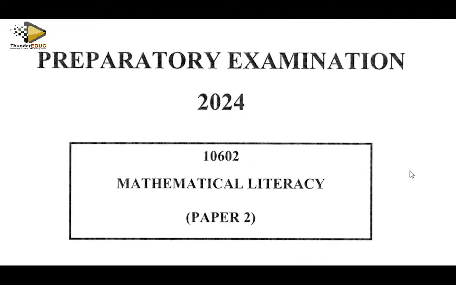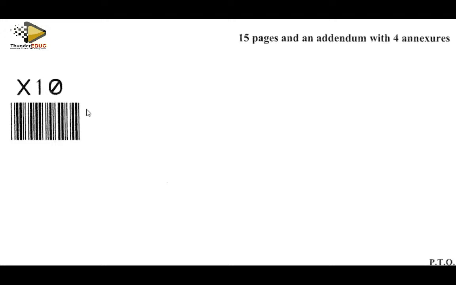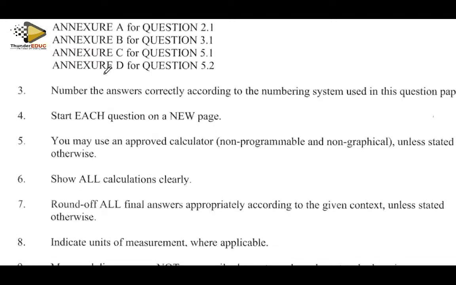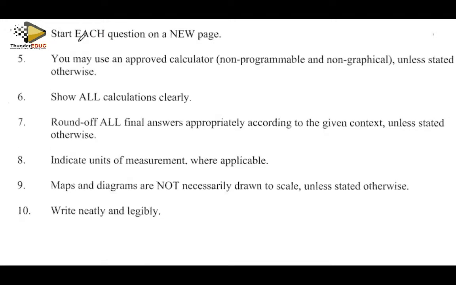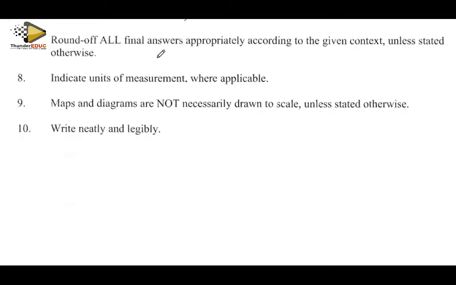All right, grade 12, what you're going to look at is the paper 2, mathematical literacy. Paper 2, mathematical literacy 2024, prelim. All right, please, you'll go through the instructions. And to me, the most important instruction could be instruction number 4. Start each question on a new page. You make our marking so easy. And we shall see your answers clearly.